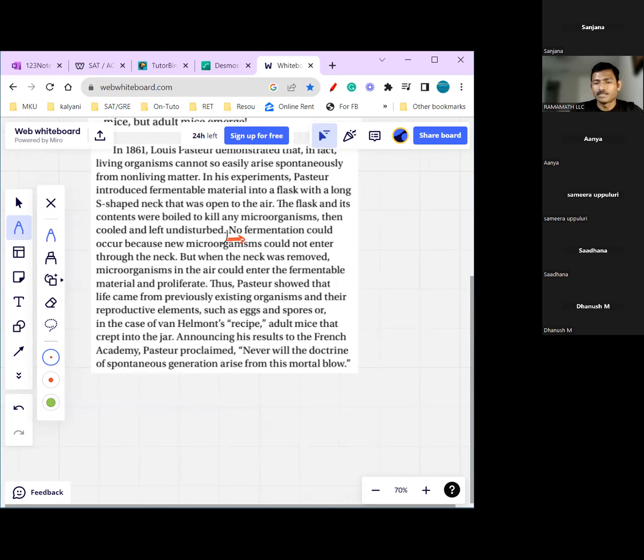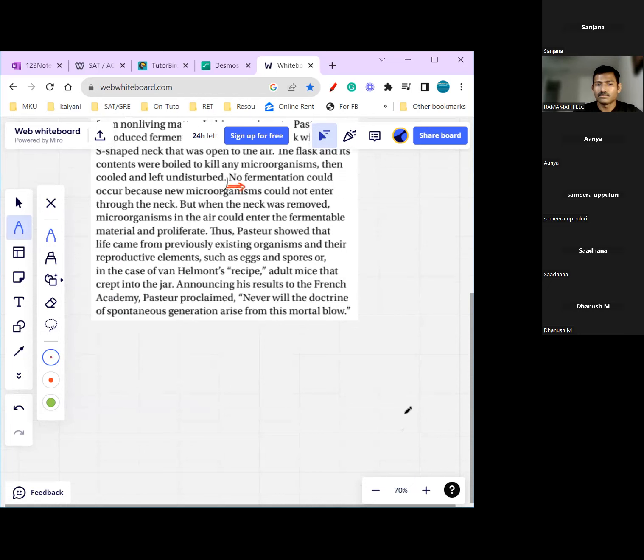No fermentation could occur because new microorganisms could not enter through the neck. But when the neck was removed, microorganisms in the air could enter the fermentable material and proliferate. Thus, Pasteur showed that life came from previously existing organisms and their reproductive elements, such as eggs and spores, or, in the case of Van Helmont's recipe, adult mice that crept into the jar. Announcing his results to the French Academy, Pasteur proclaimed, "Never will the doctrine of spontaneous generation arise from this mortal blow."